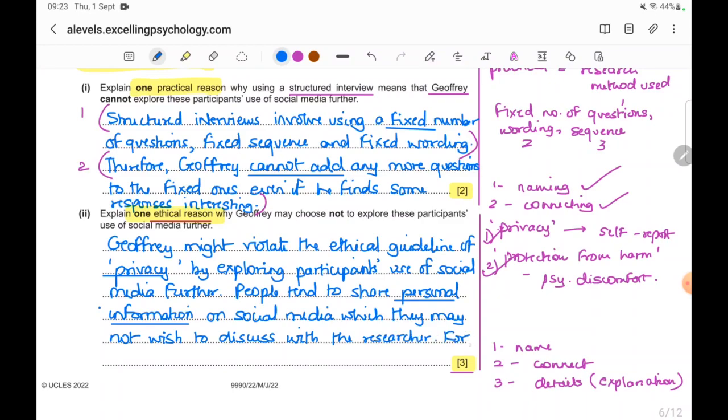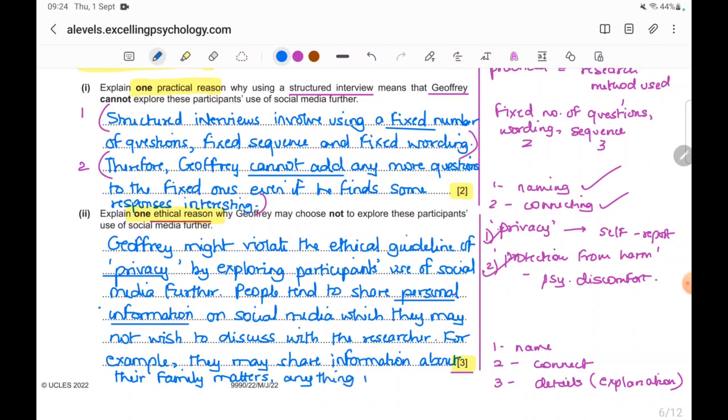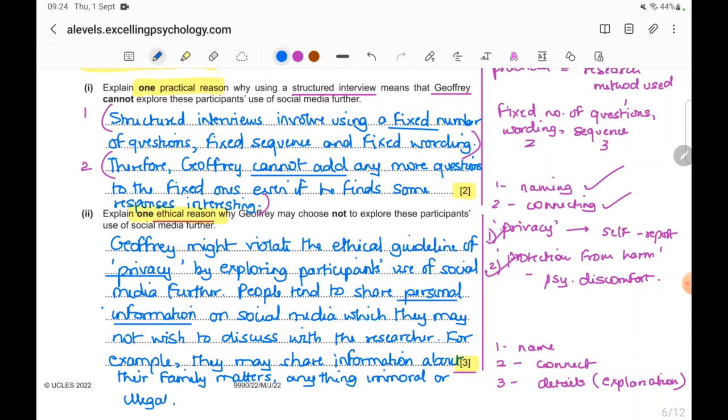For example, they may share information about their family matters, anything immoral or illegal, etc., that they have done.